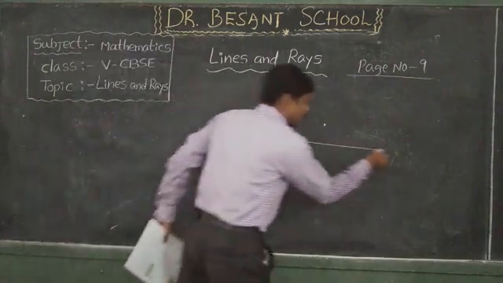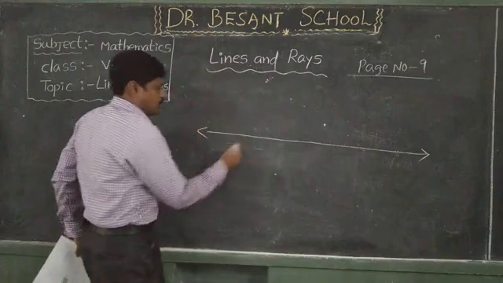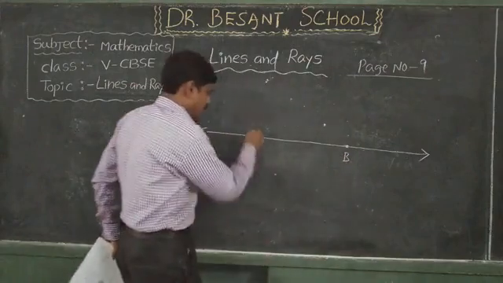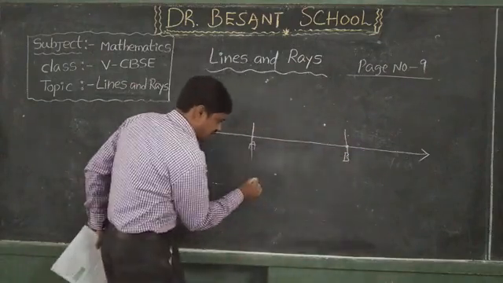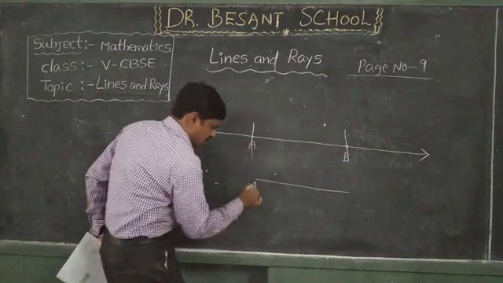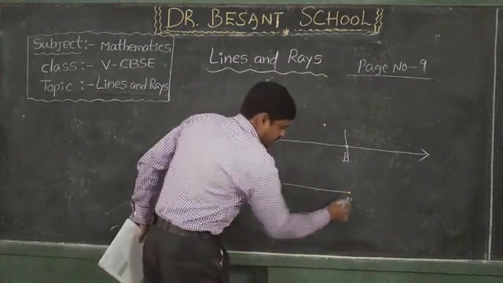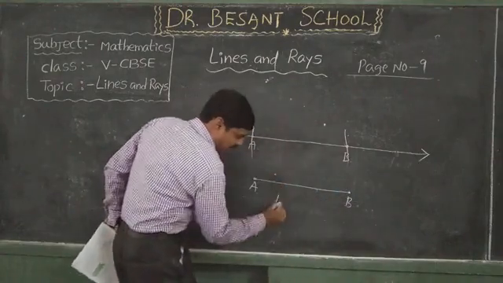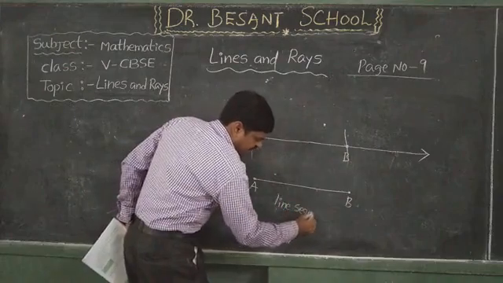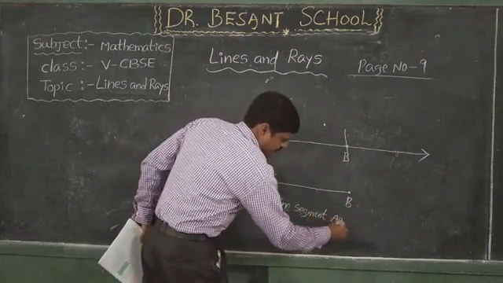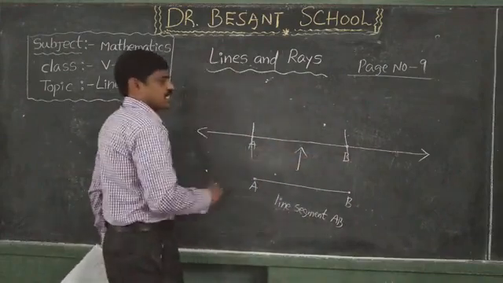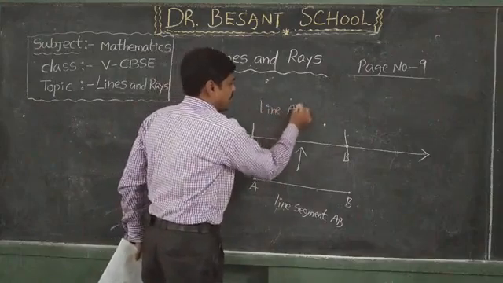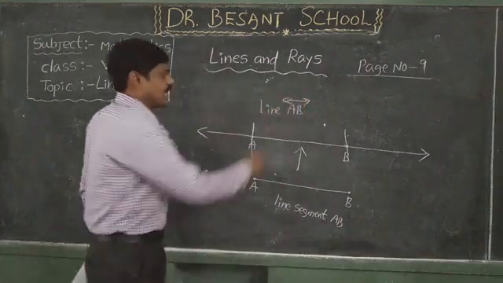So this is the line. Suppose this is point A and this is point B. Now observe here, you have to draw this. So this is A, this is B. Where did we get the line segment AB? From this line only. How do we indicate this? This is line AB.